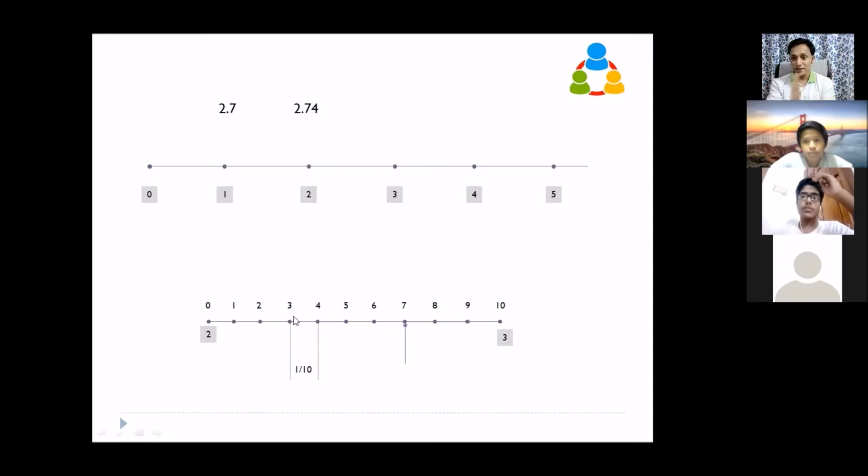You first divide into 10 pieces. Now you are dividing into 100 pieces means what? Each point between 7 and 8, you are dividing into 10 pieces. 8 and 9, 10 pieces. So totally 100 pieces. So between 7 and 8, if you divide into 10 pieces, where will 2.74 fall? The fourth one. In the fourth place, right? Approximately here. What if I have one more digit?